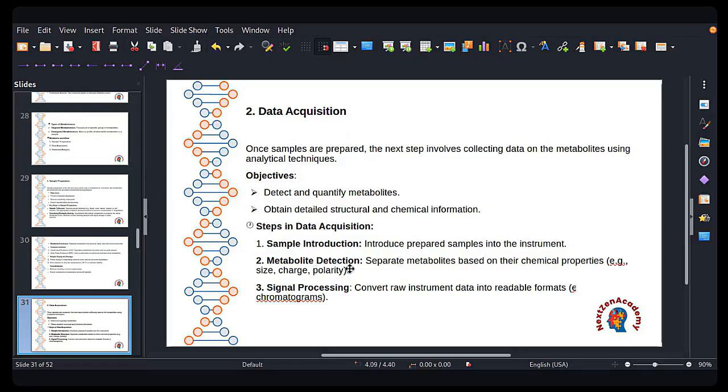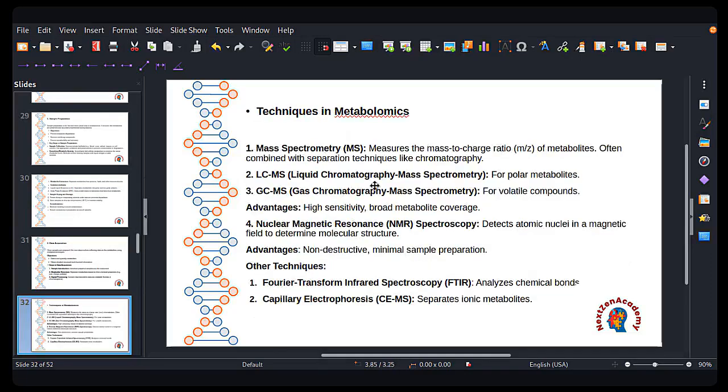Then metabolite detection. Separate metabolites based on their chemical properties, for example size, charge, polarity. You can use a mass spectrometer or NMR spectroscopy, right? Signal processing. Convert raw instrument data into readable formats, like graphs, or chromatograms in the case of chromatography, right?